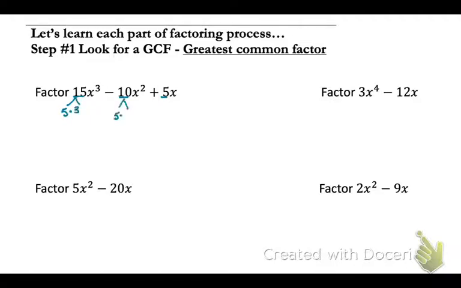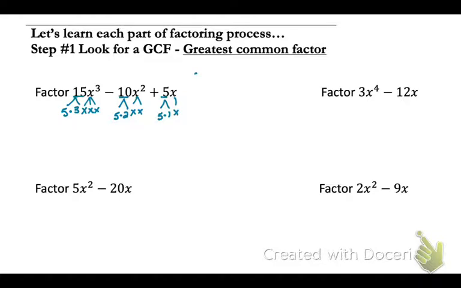So I'm going to factor 15 into 5 times 3, 10 into 5 times 2, and 5 into 5 times 1. Now that I've done my numbers, I'm going to look at my variables. I have an x cubed, which means x times x times x, an x squared, which means x times x, and an x, which is just x.